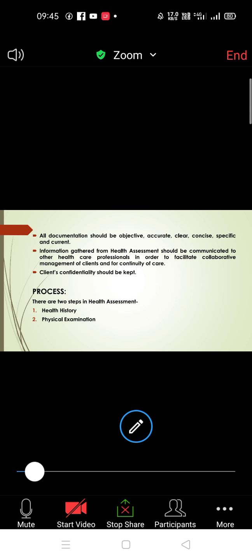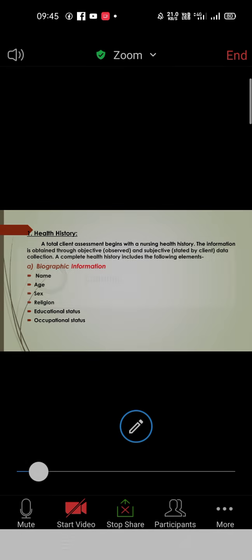In the health history, it includes first biographic information, then chief complaint, present health status, past history of illness, then family history, personal history, socioeconomic history. All this comes under the health history. Then in the physical examination, you have to assess the patient from the head to the toe. This is all about the health assessment. Clear?